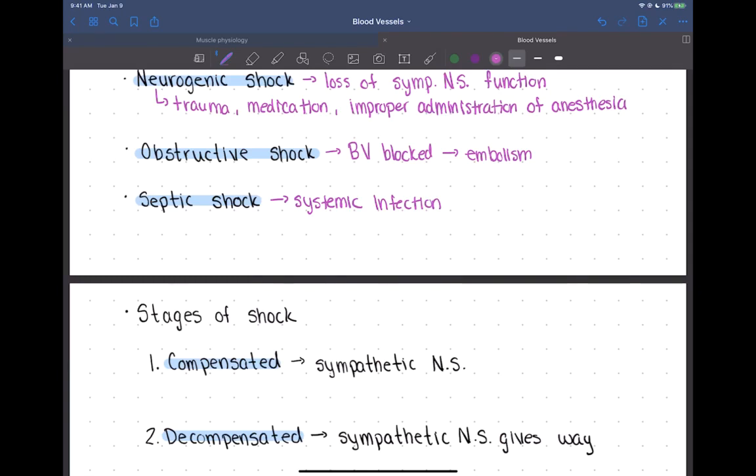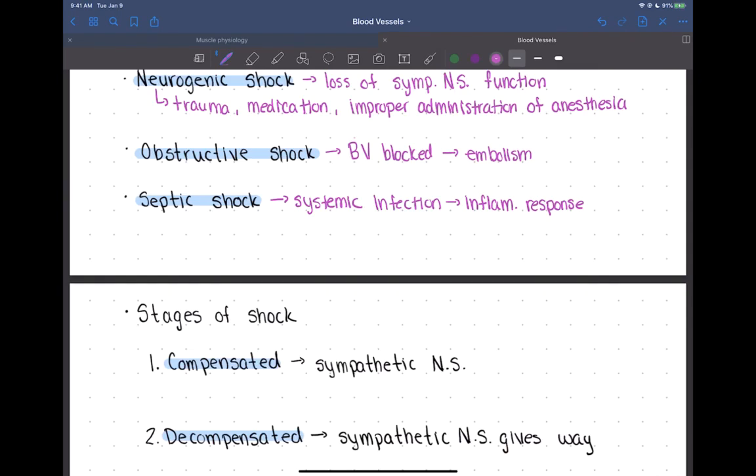Okay, and so that systemic infection causes release of inflammatory chemicals, right? So it causes an inflammatory response. And so that also would be systemic. So similar to anaphylactic shock, you have this systemic inflammation that causes the blood vessels to dilate and that big drop in blood pressure. All right, so that would be septic shock. So the cause is just different because this would be an infection in the blood leading to the inflammation.